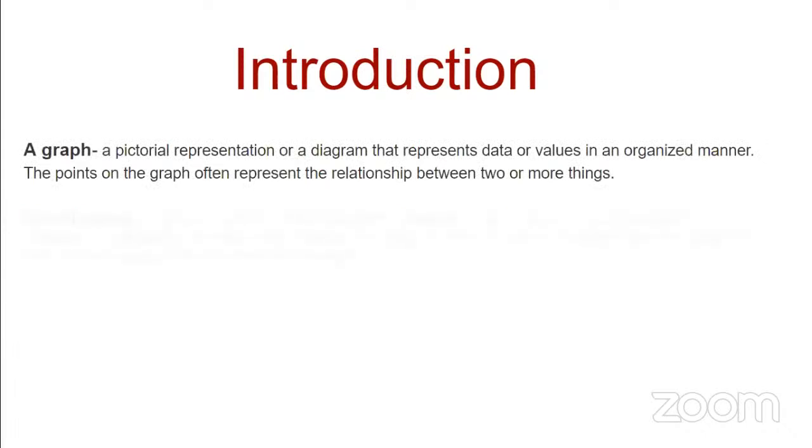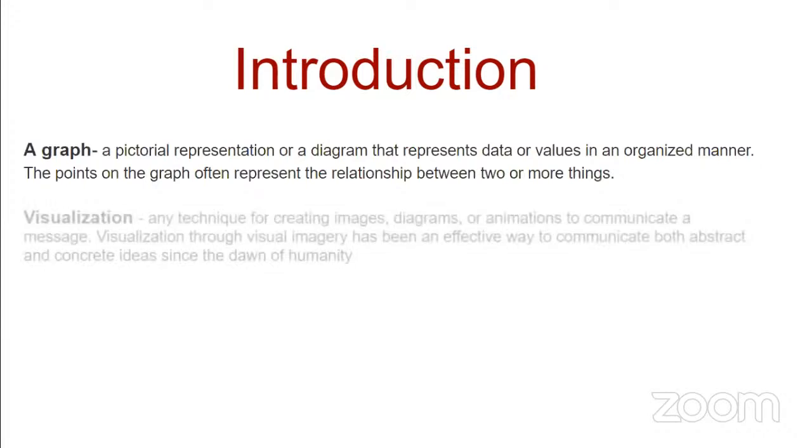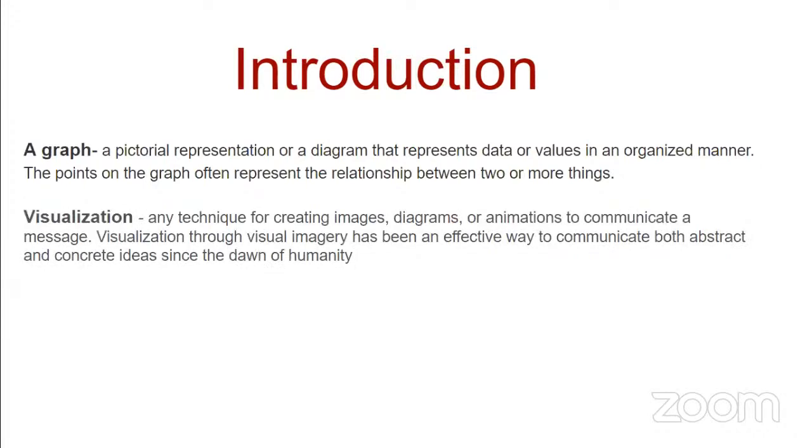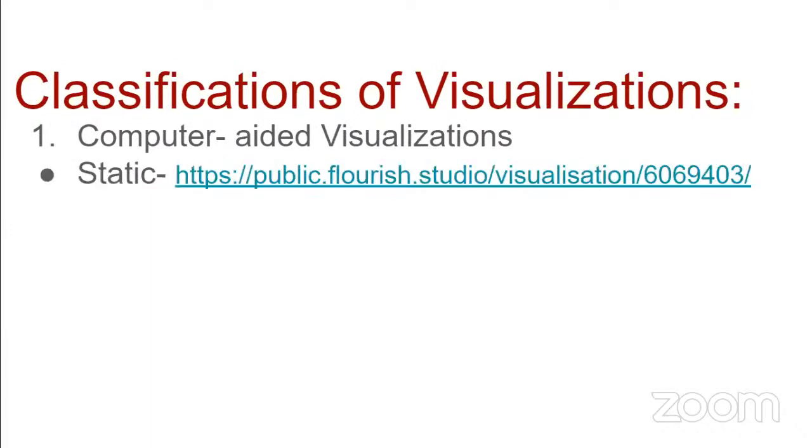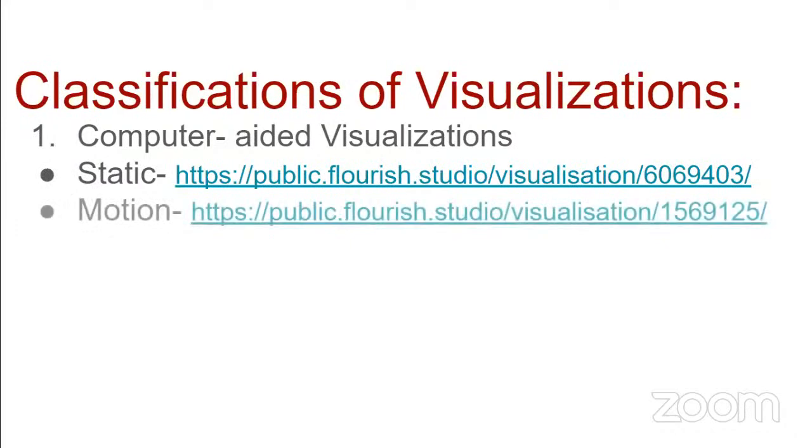Just going to go through the classifications. There are two main classifications. The first one is computer-aided visualizations. And there are different types of computer-aided visualizations. They are static and there are motion graphs.